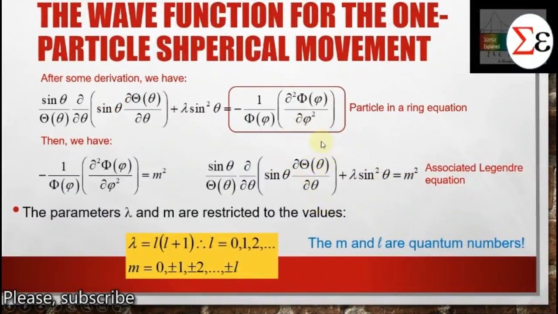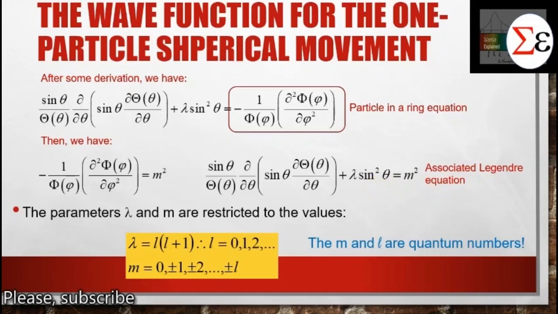After some derivation, we have this equation, where the second part of the equation is similar to the particle in a ring equation. Then, as we saw in the particle in a ring equation, this equation is the m squared. Then, the first part of the equation is also the m squared. And this is an associated Legendre equation which has a well-known solution.